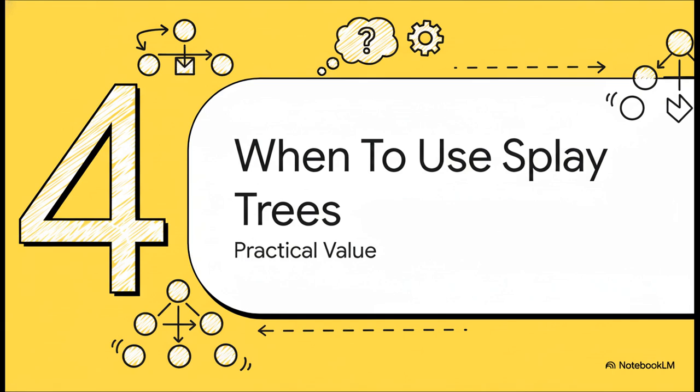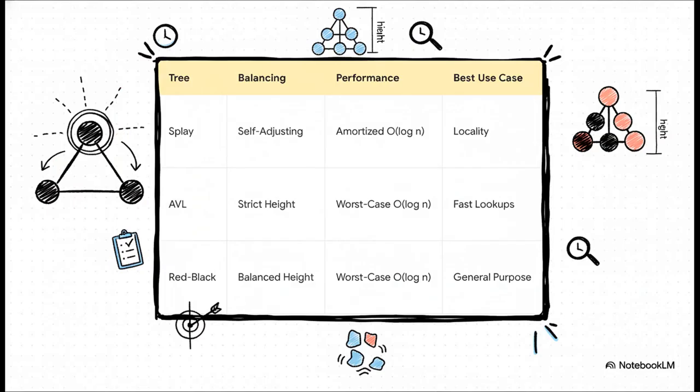Okay, so given this kind of weird performance profile, right, where you have this amazing average but a potentially bad single operation, where do you actually use a splay tree? When is it the right tool for the job? Let's really put this into perspective. You've got AVL trees, which are super strict about height balancing for that guaranteed fast lookup. Then you have red-black trees, which are a little more flexible, making them a fantastic all-arounder.